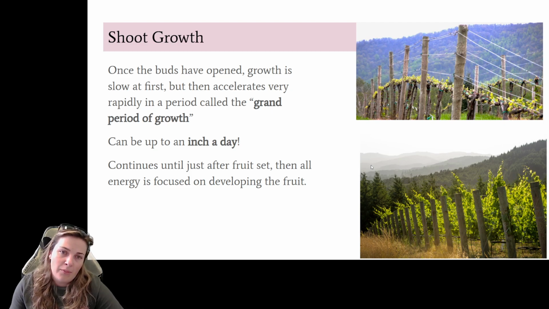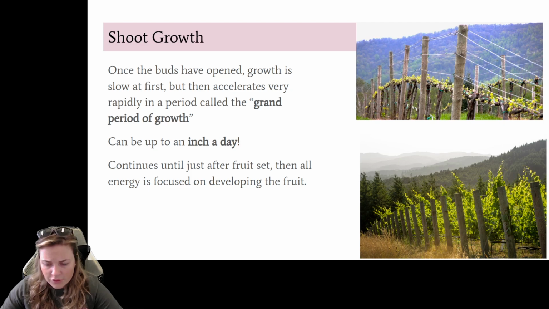Okay, so after bud break, we just see a lot of shoot growth in general. So about the first week or two after bud break is pretty slow growth. The vines are just getting a hold on the season, but after that, there's a huge period of rapid growth called the grand period of growth, and this can be up to 1 inch of growth a day, which is crazy. And this will continue on until just after fruit set. Then all the energy will be shifting to focus on developing the fruit.